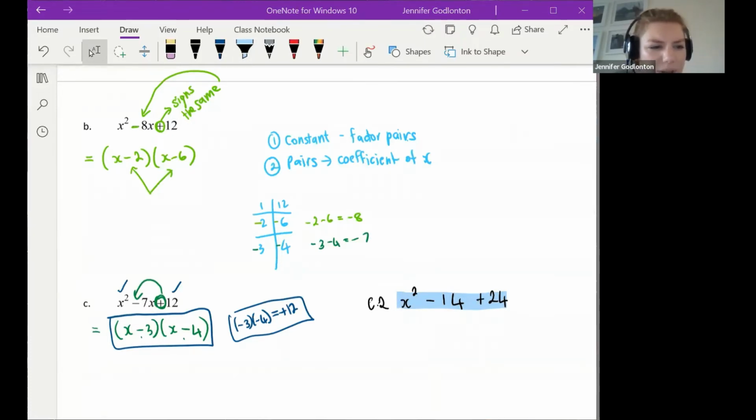Tiana, how can I help, sweetheart? Ma'am, is there a shorter way to do this? Eventually it does become quite quick because you'll just start thinking in your head what the factors of 12 are. You'll start seeing, okay, if I need 7, it's going to be 3 and 4. But in the beginning stages, it does help to write out these factor pairs. Over time, you won't need to write that, and it will become quite a quick process. Okay, thank you, ma'am.